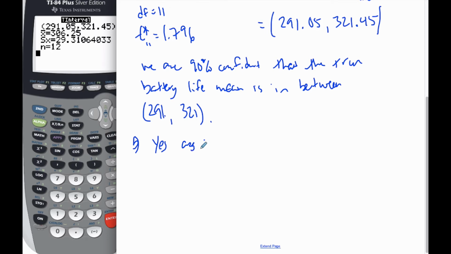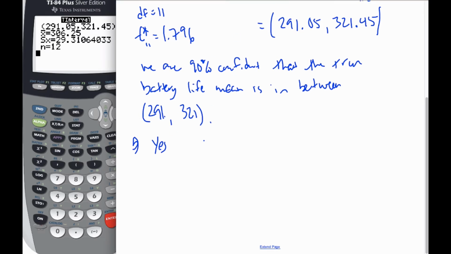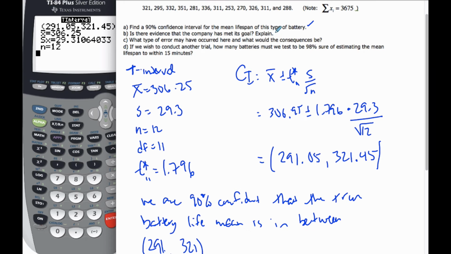Let me try that again. As 300 minutes is in the interval, we believe that they have met their goal.